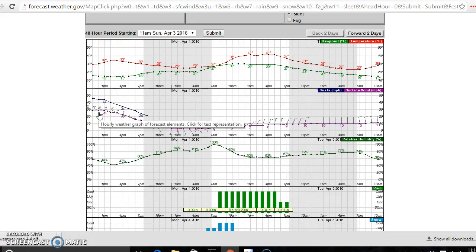Now, this dark blue over here represents gusts, and we only see this portion of the graph when there's high winds. So right now we're looking at high winds close to 50 miles per hour, very, very high winds for the morning, tapering off into the afternoon, evening.